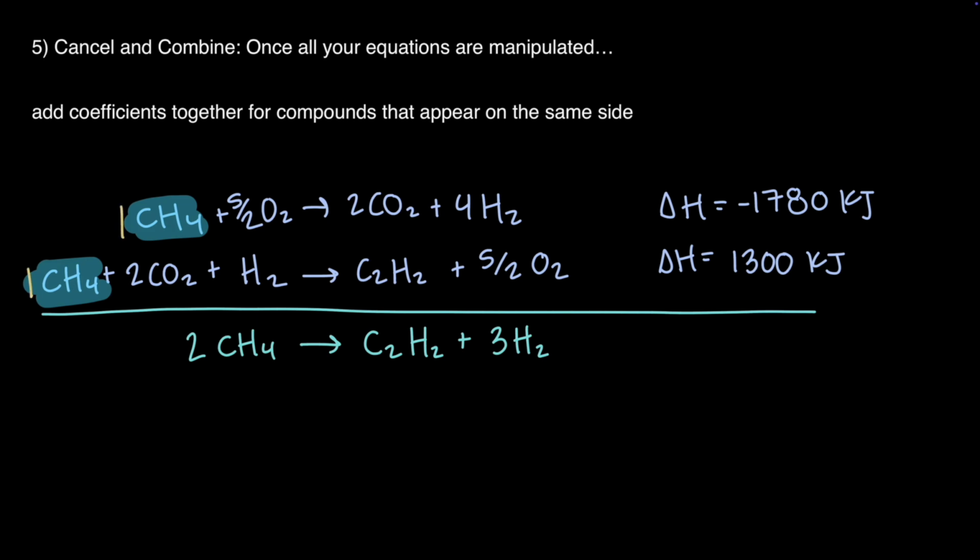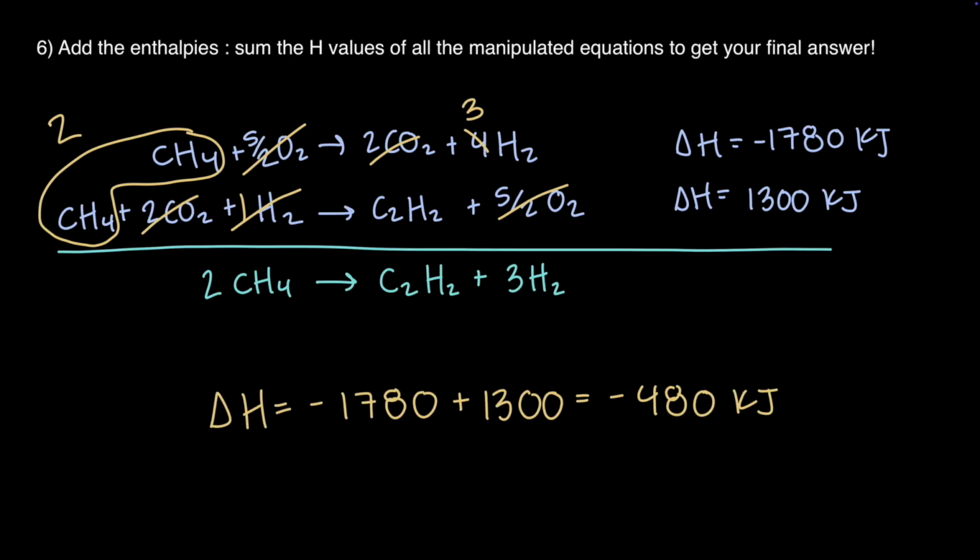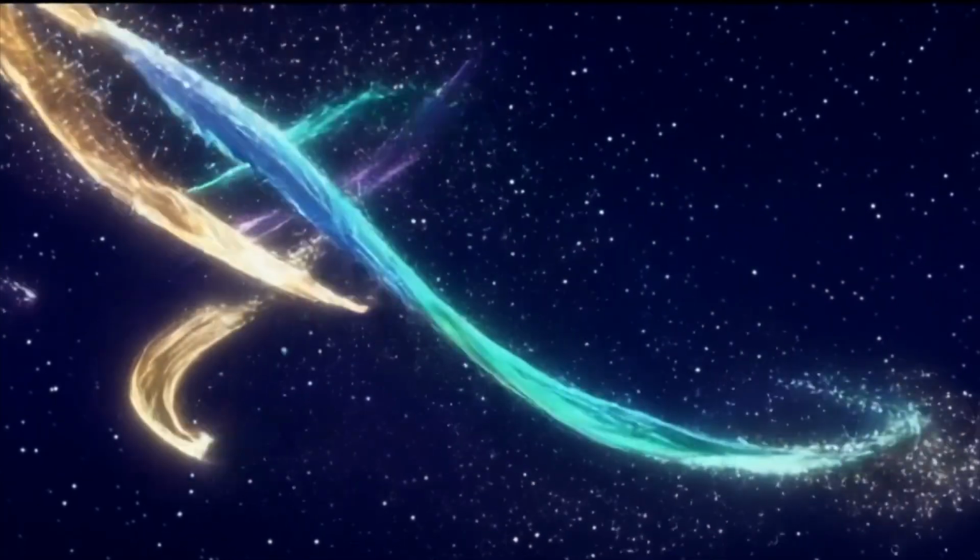If a compound appears on the same side, add their coefficients together. All compounds that are left over should match our final equation exactly. The last step will be to add all the enthalpy values together to find our new enthalpy of reaction. Let's go through some problems.